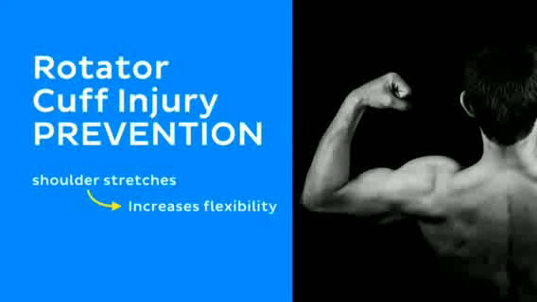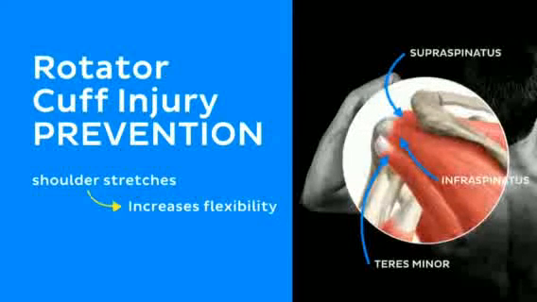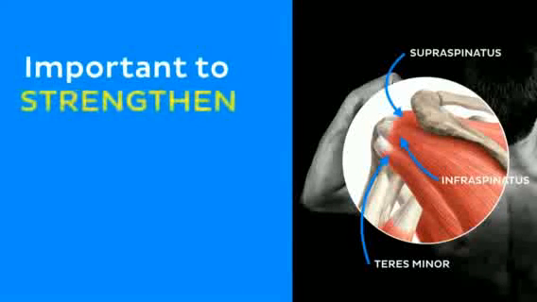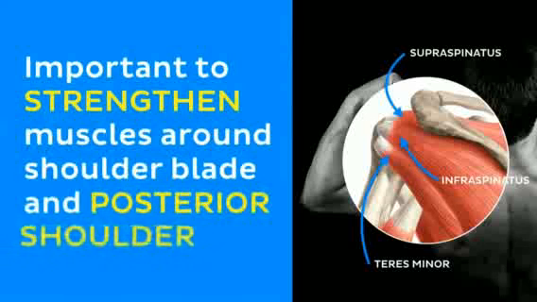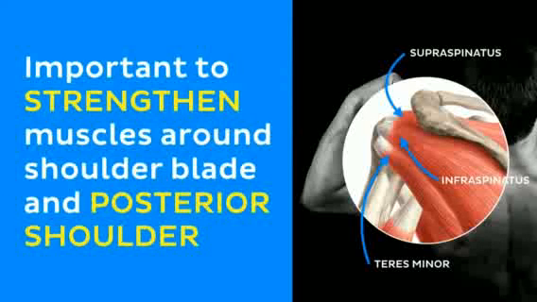Also, many people who work out tend to focus on the anteriorly positioned muscles of the chest, arm, and shoulders. However, if you remember from earlier, many of the rotator cuff muscles are located posterior to the shoulder joint. And this means it's important to strengthen the muscles around the shoulder blade and posterior shoulder specifically to optimize the muscle balance of the rotator cuff.